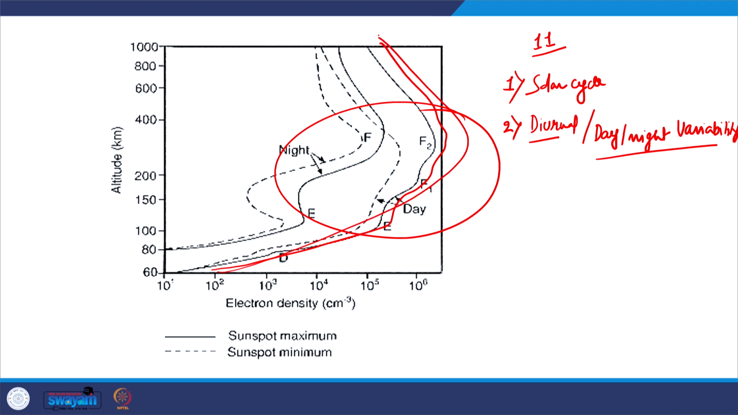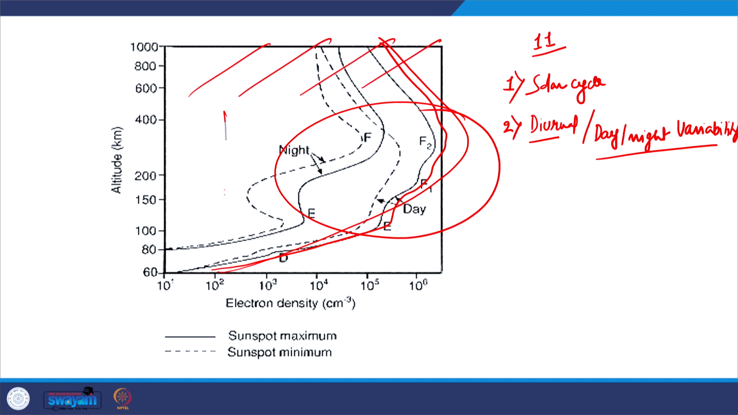So there should be some explanation which should tell us why electron density cannot keep increasing with respect to height. Why would you expect that? Because the available energetic photons which can cause ionization are more at higher altitudes, right?